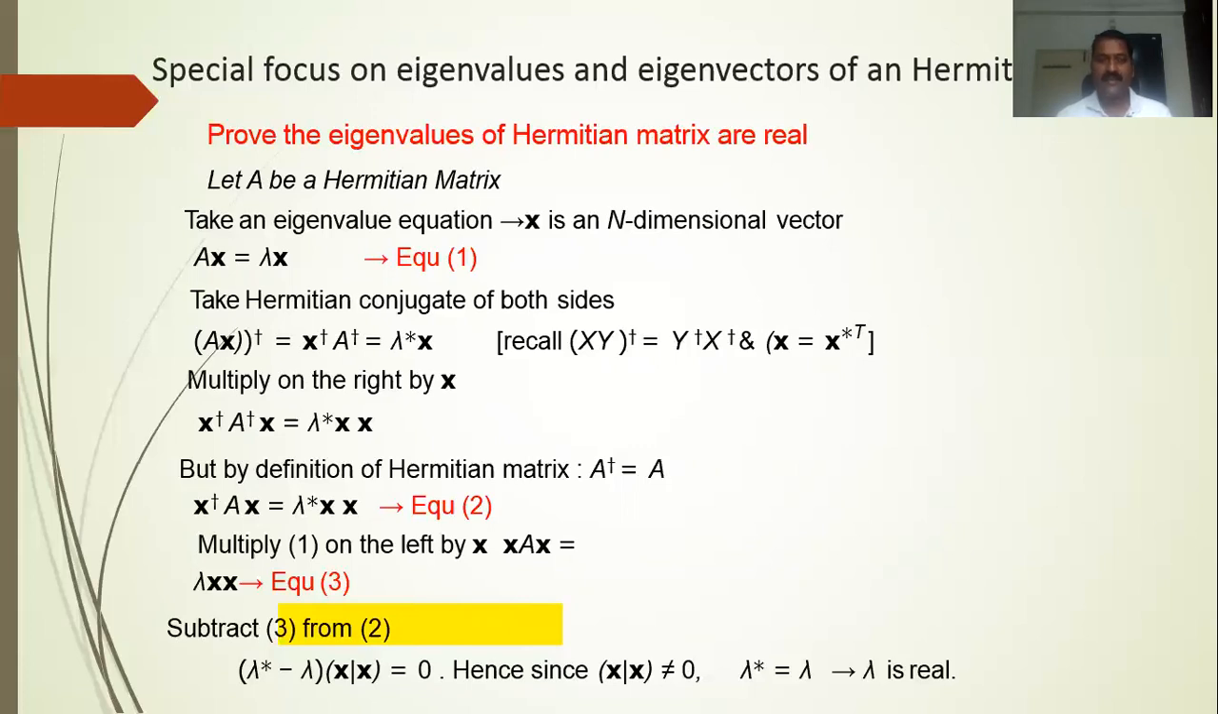Let x be an eigenvector. Then Ax = λx, and A is Hermitian, so A conjugate transpose equals A. Now take equation 1 and take the transpose conjugate on both sides. Post-multiply both sides by x. Then x conjugate transpose, A conjugate transpose, whole conjugate transpose, you know it's A. This is what you get.